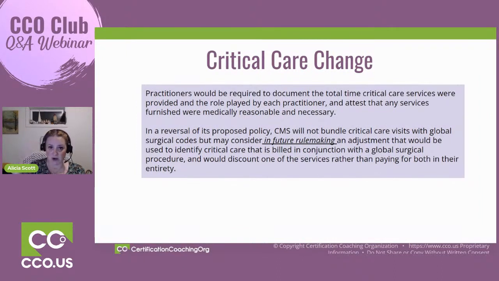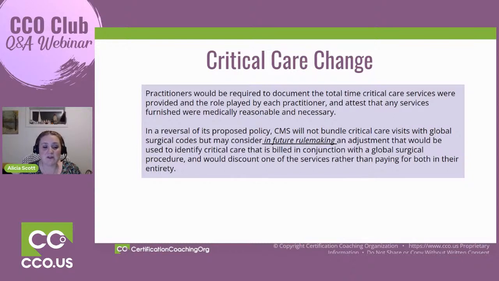So as of right now, when we're airing 2022, the beginning of the year, your providers could be required to document the total time for the care, right? And the role that they played in the care. And if there's another provider, that has to be documented, and their role has to be distinct as to who did what and when and why. And then they would attest to those being medically necessary.